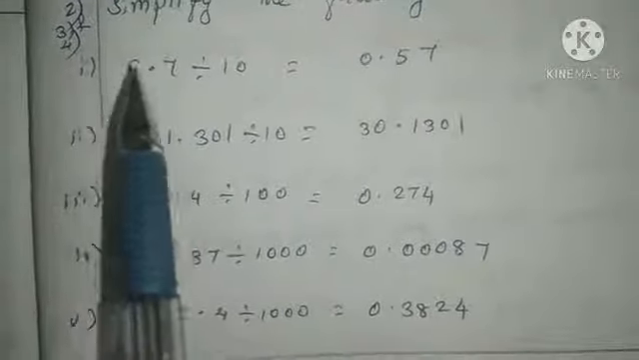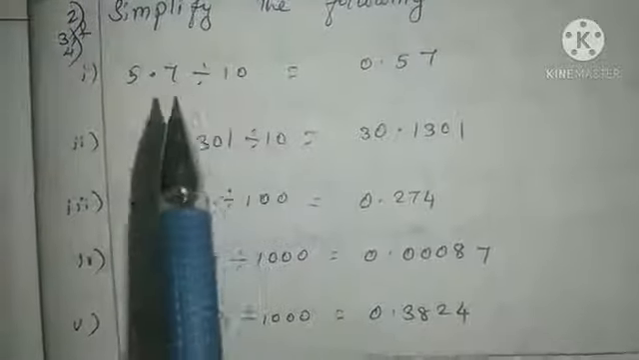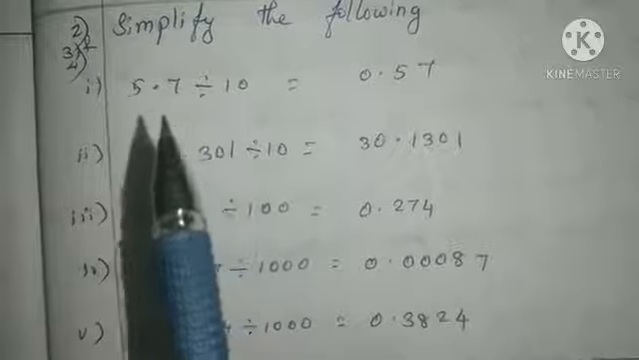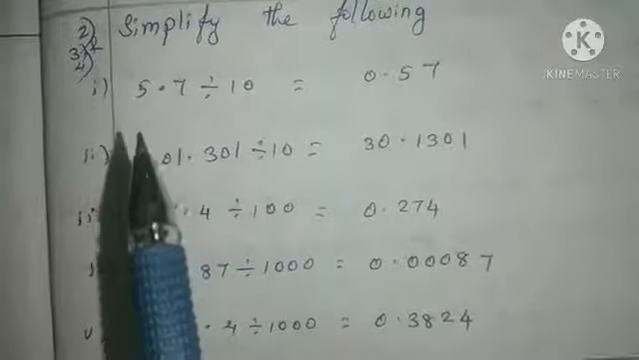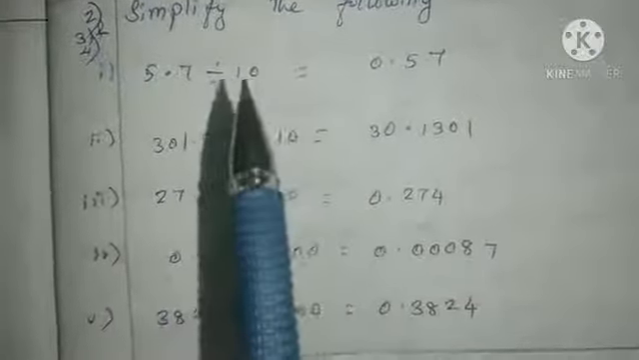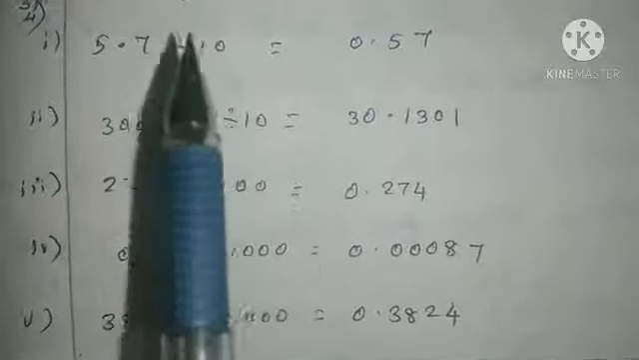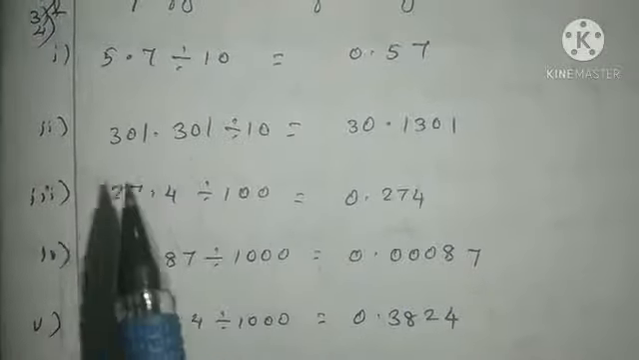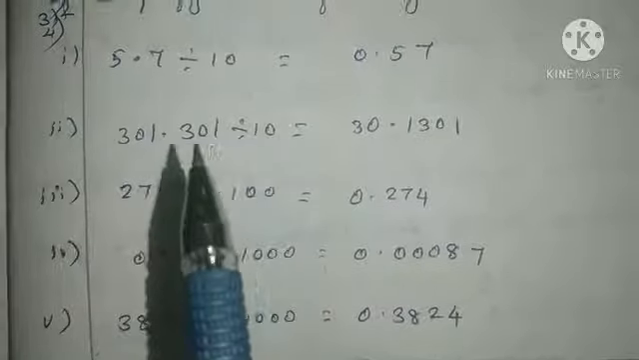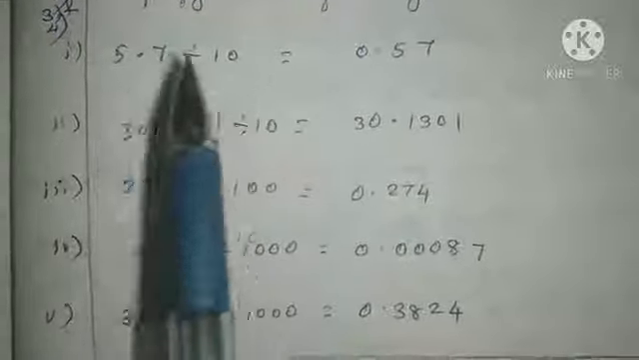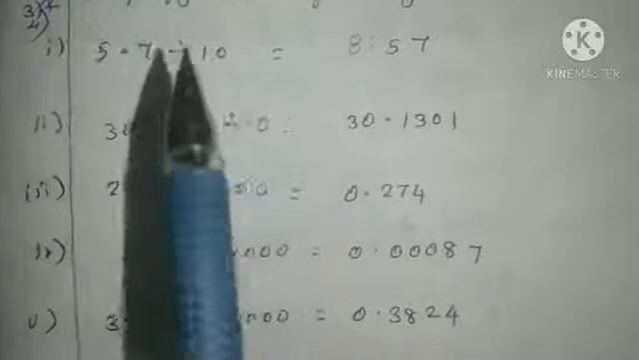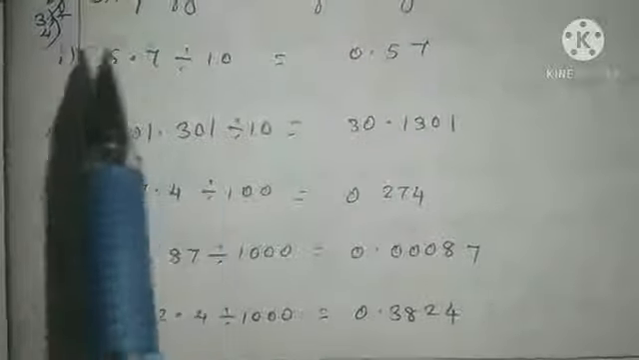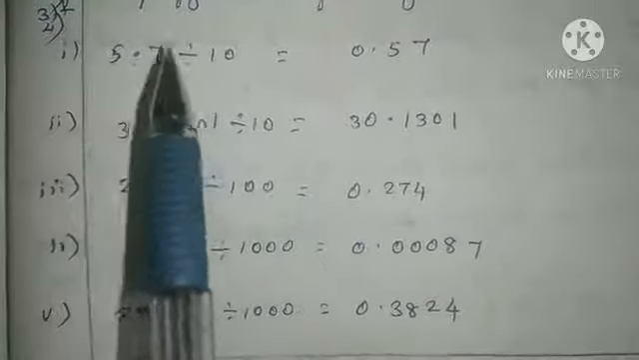First one, 5.7 divided by 10. In multiplication, if you multiply it by 10, 100 or 1000, you have to move the decimal places to your right hand side according to the zeros. That is, for 10 means you have to move 1 place. For 100, you have to move 2 places. And for 1000, you have to move 3 places towards your right. But in division, the same way as multiplication, but you have to move the decimal place to your left hand side. First sum is 5.7 divided by 10.